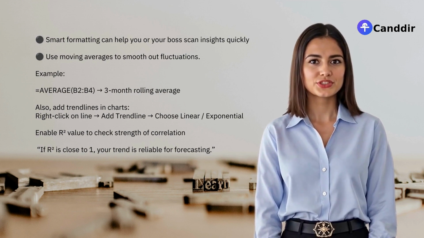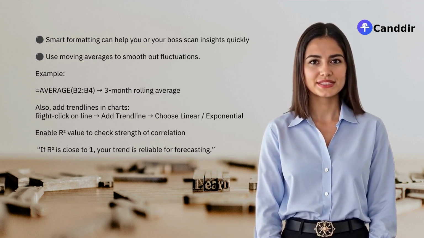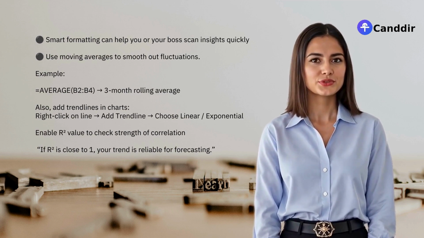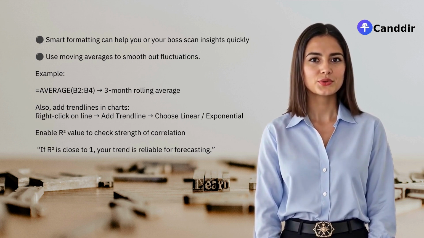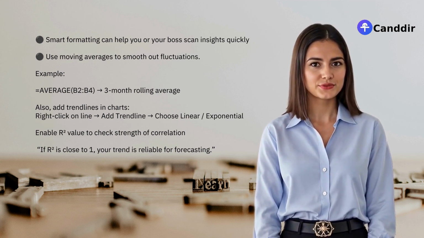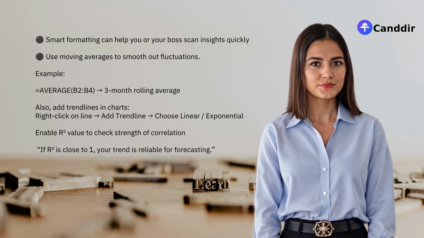To highlight trends directly in your sheets, use conditional formatting to color code changes. Use icon sets in Excel or color scales in Google Sheets. Apply red for increasing attrition, green for hiring growth. Even without charts, smart formatting can help you or your boss scan insights quickly.